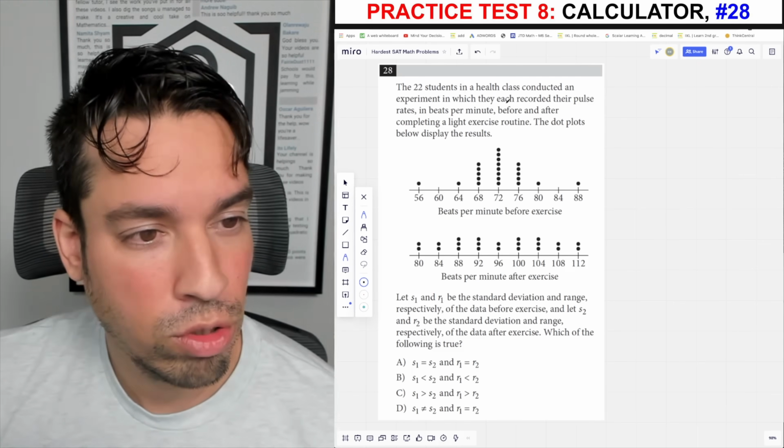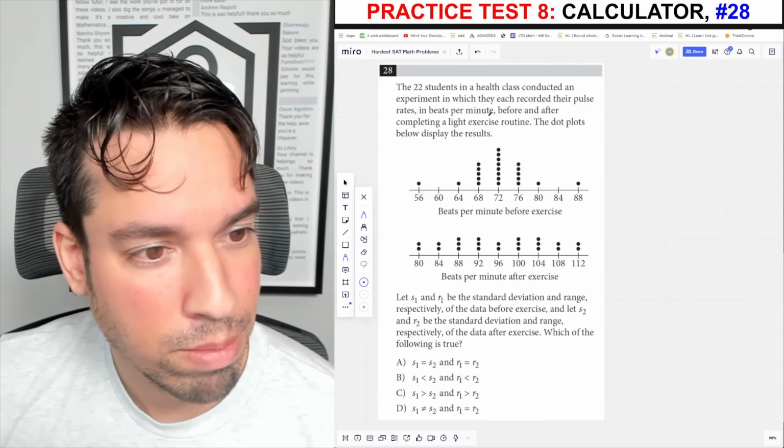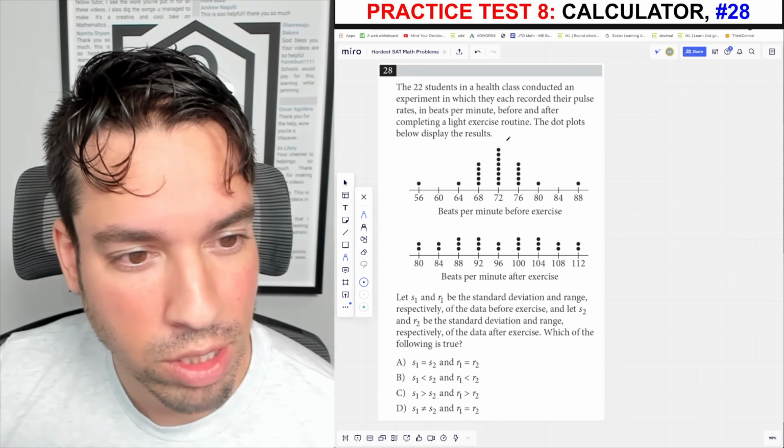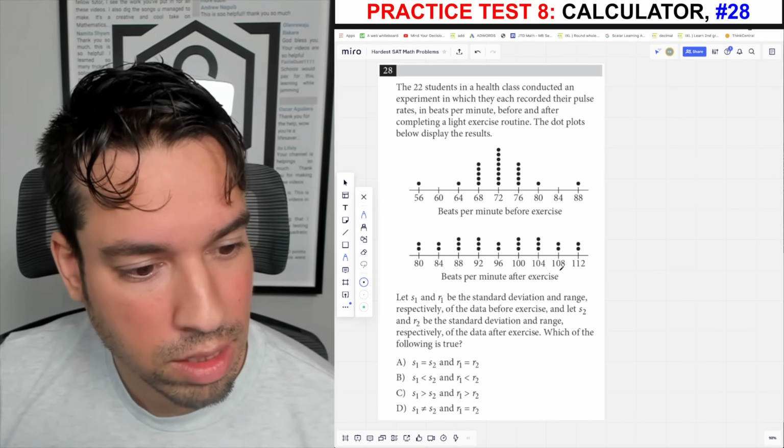So the 22 students in a health class conducted an experiment in which they each recorded their pulse rates in beats per minute before and after completing a light exercise routine. The dot plots below display the results. So this is before exercise and this is after.